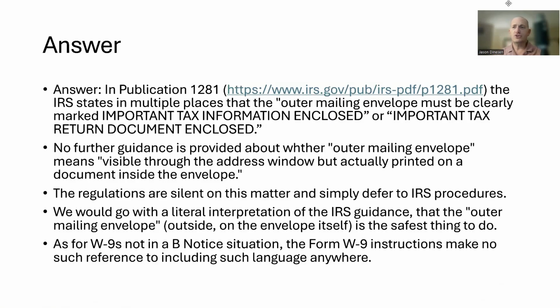Now, there is also a question about when you're soliciting for TINs not in a B notice situation. So in other words, you're just asking for a W-9 from your vendor. Do you have to include those words anywhere? The answer is no. There's no instruction anywhere, like in the W-9 instructions or other IRS guidance, that says a normal run-of-the-mill W-9 TIN solicitation requires any special language anywhere.